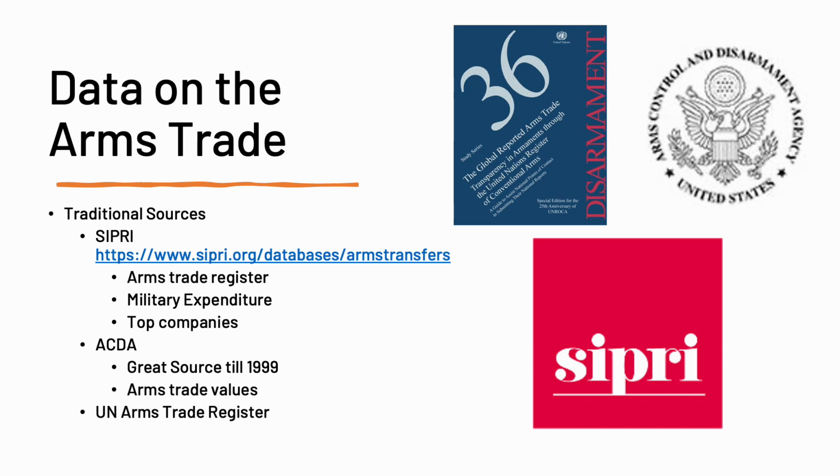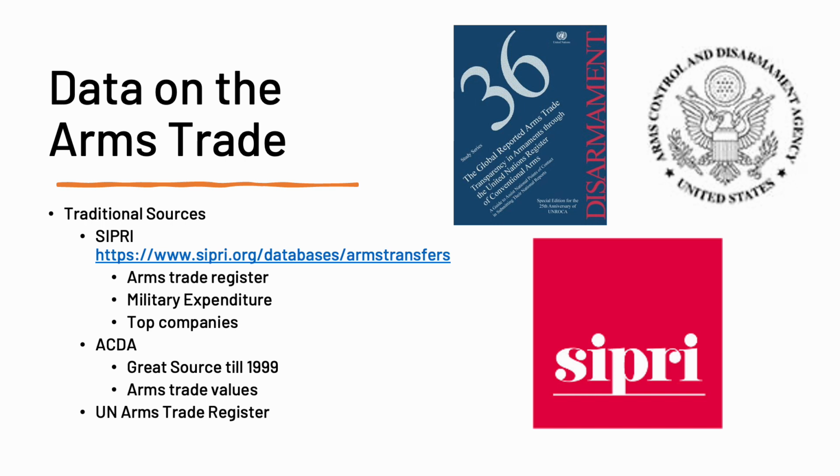Now, when we talk about the data on the arms trade, whenever you see a news story that says that the U.S. transferred X amount of $1 million of arms, or a number of equipment like 15 planes and so on, there are traditional sources which actually collect all of that data year by year. The traditional sources within the arms trade scholarship are SIPRI, the ACDA, and then the UN Arms Trade Register.